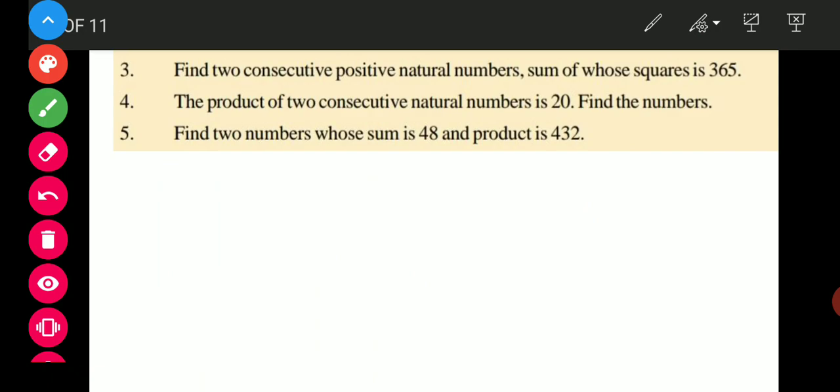Now you can do the fifth question. What happened in the fifth question? Find the two numbers whose sum is this and the product is this. So you can do it at home. It is very easy to do this question. This question you can do at home. Now come to the next.